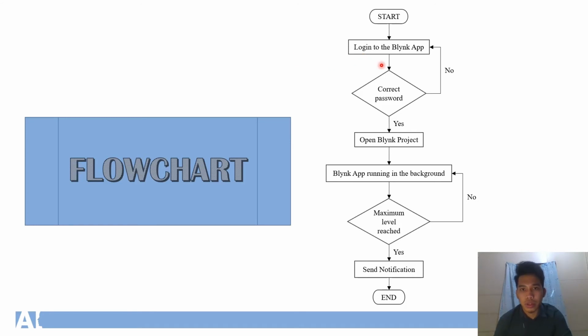We will start by logging in to the Blynk app by entering the password. If it is a wrong password, we need to log in again, and when the password is correct, we can open the Blynk project. The Blynk app will be running in the background to monitor the level of garbage in the bin. When maximum level is reached, it will send a notification in the Blynk app to notify the workers. If maximum level hasn't been reached, the Blynk app will keep running in the background to continue monitoring the level of garbage in the bin.